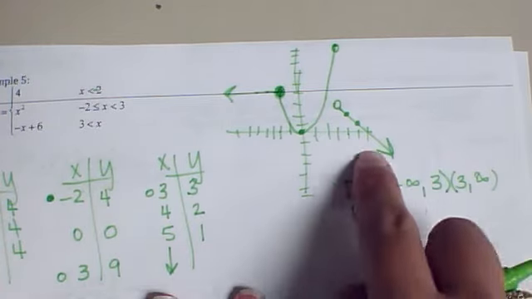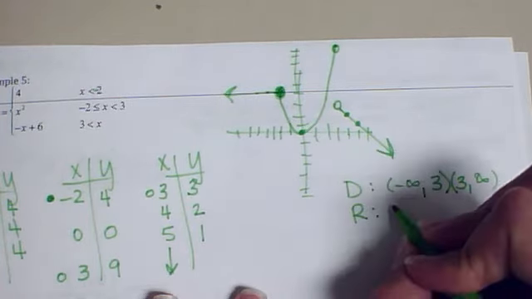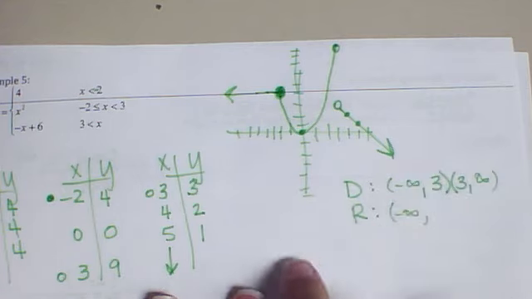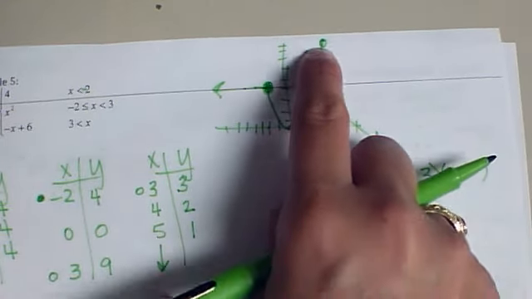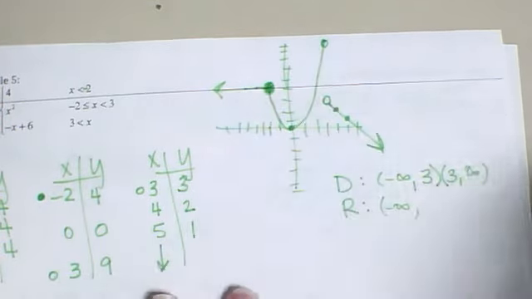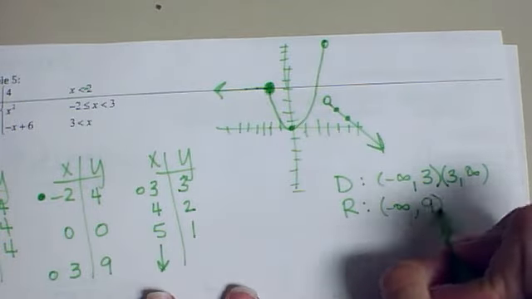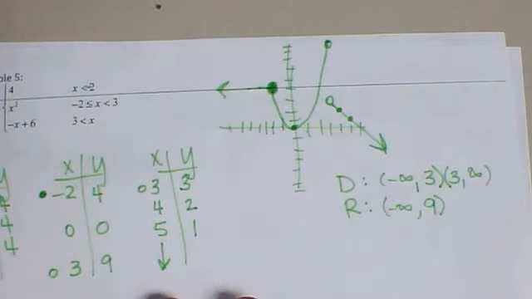Looking at range, I'm coming in from negative infinity. This part would be very low. And I don't stop. I stop here, but there's something going on here, so I keep going. This stopping point is way up here, all the way at 9. 9 is the highest y value I can find.